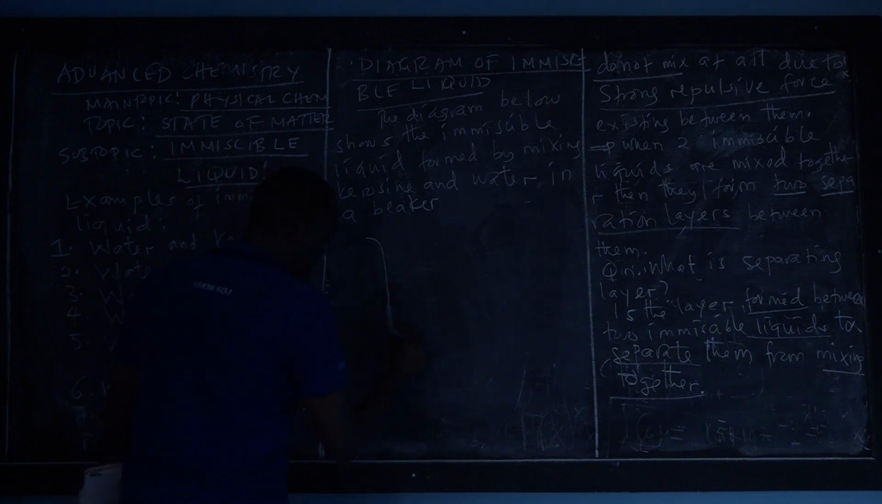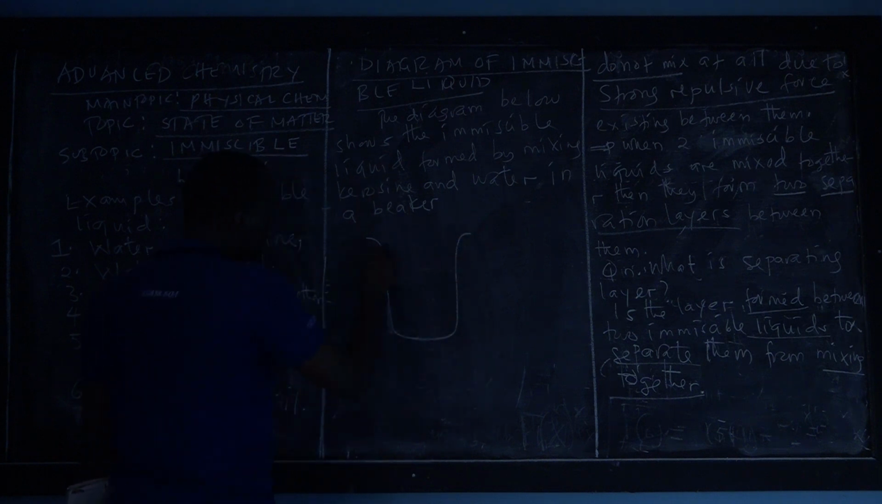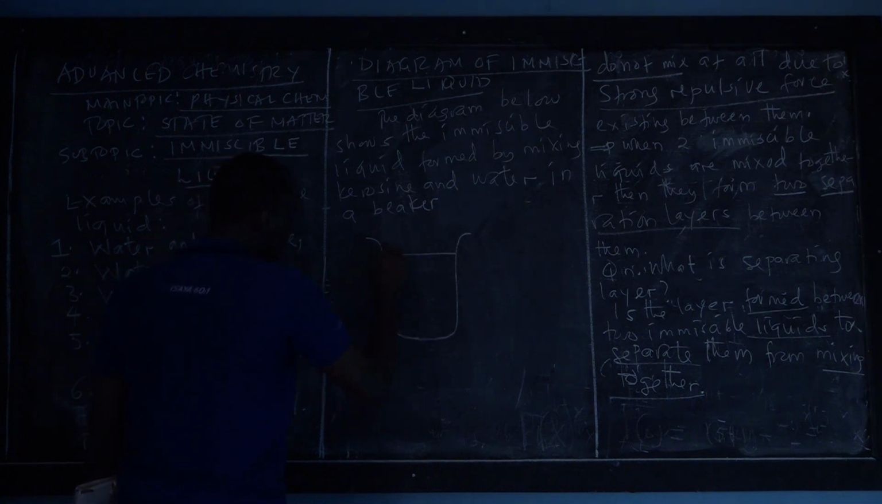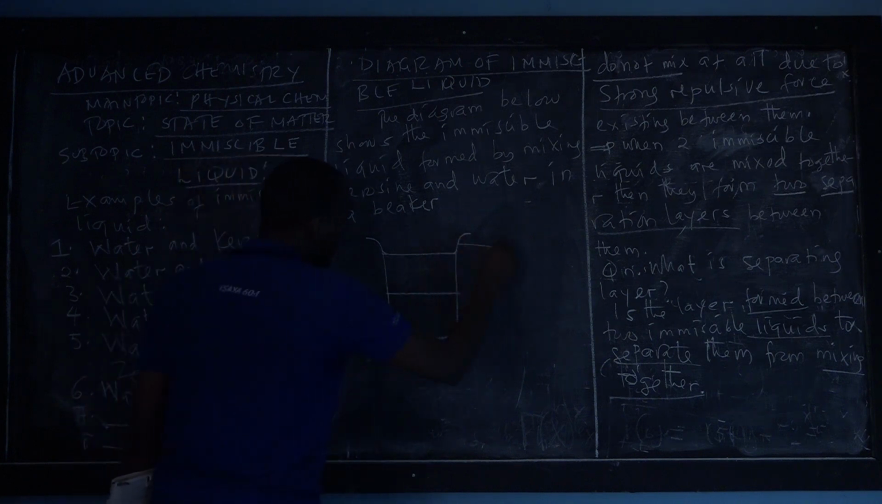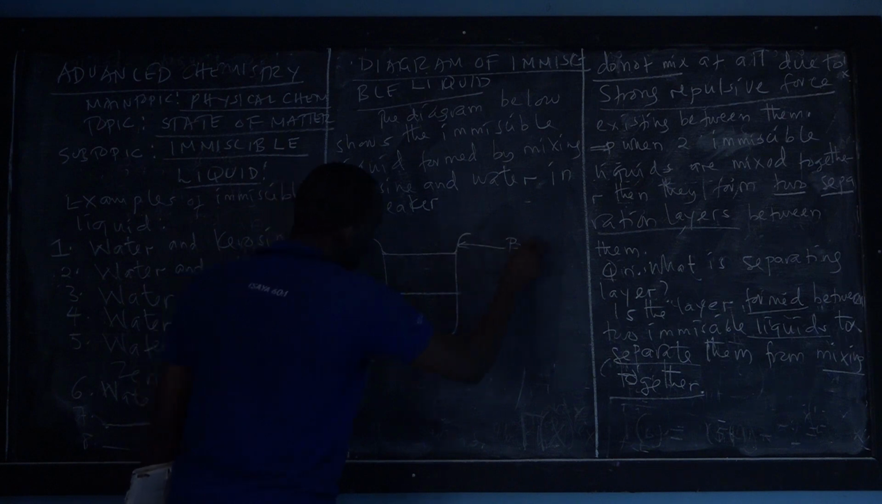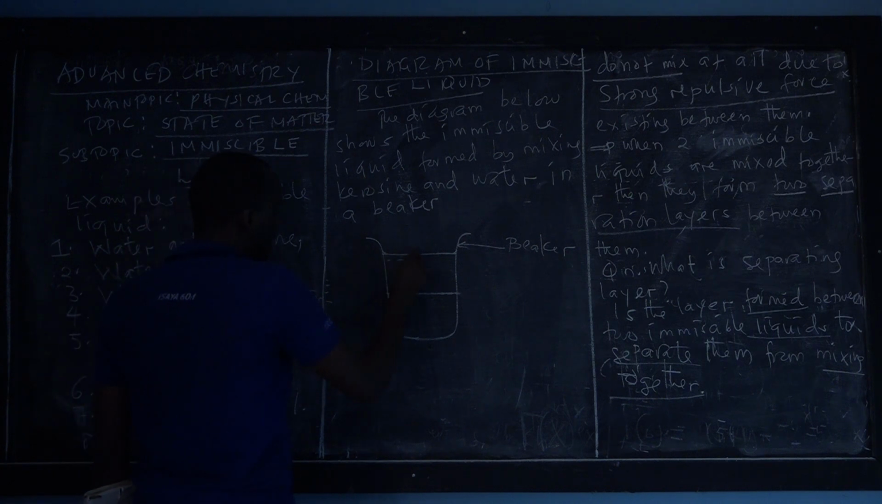So this is the diagrammatic representation of a laboratory beaker. And then here we have, let's say that this is solvent A and this is solvent B. So this, we call it a beaker. I believe that you know it at your level. And then here we have the solvent A.